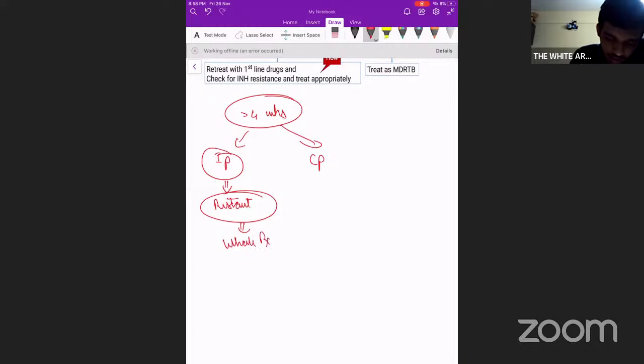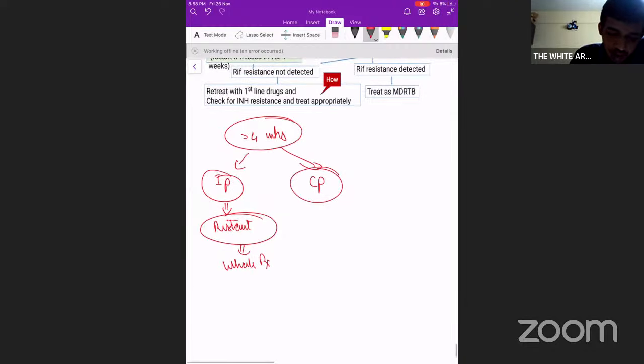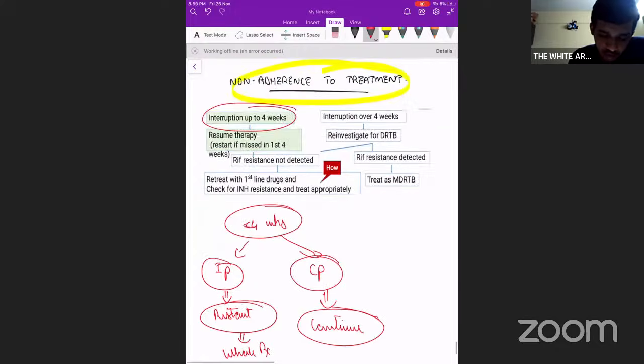But if it has happened in the continuation phase and is less than 4 weeks, in that case, what do we do? We just continue. Nothing needs to be done. So there has been non-adherence to treatment less than 4 weeks. If he is in continuation phase, don't do anything, just resume his treatment. If it's in the induction phase, then you restart the whole treatment again.